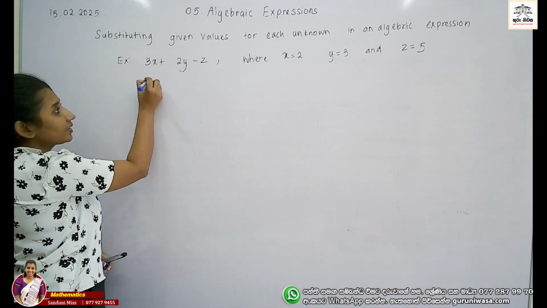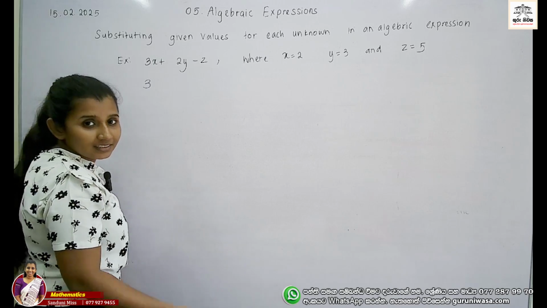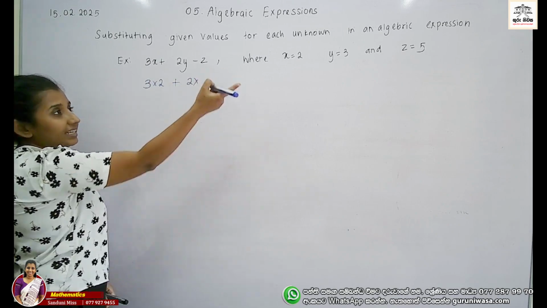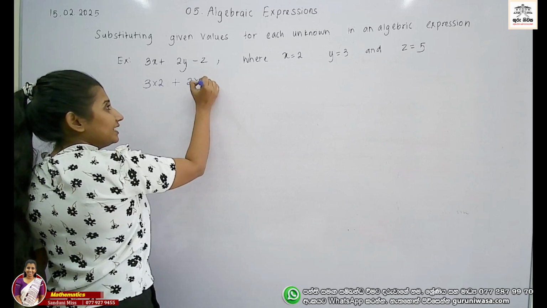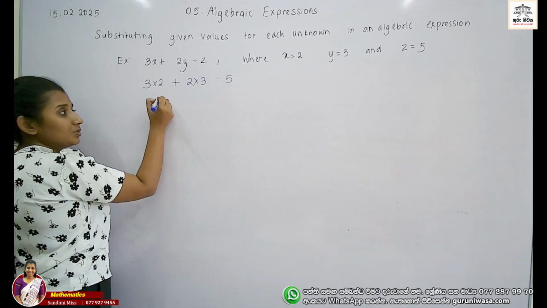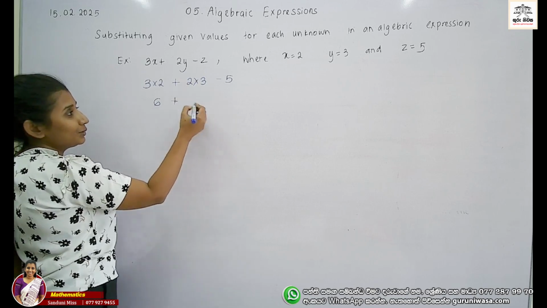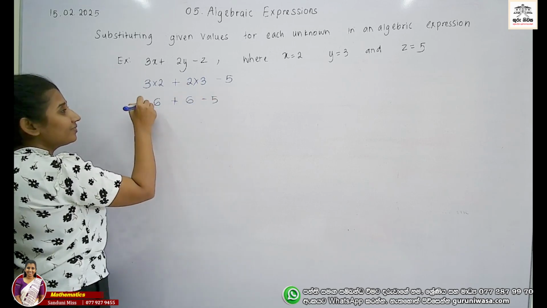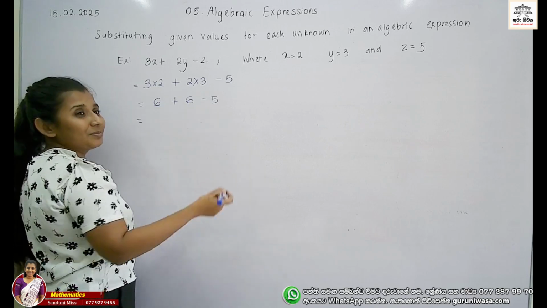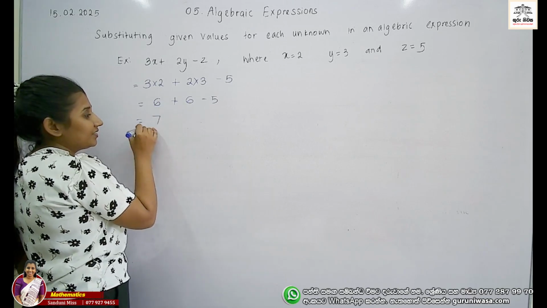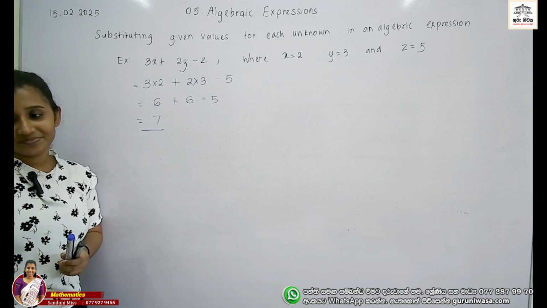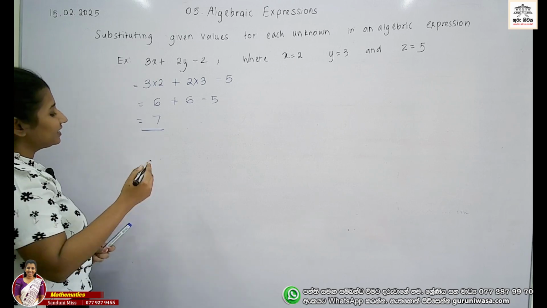Very simple. x is how much? 2. Plus 2 times y, which is 3, minus z, which is 5. So 3 times 2 is 6, plus again 2 times 3 is 6, minus 5. 6 plus 6 is 12. 12 minus 5 is 7. So the answer is 7. Okay, very simple, right? Then find this one.